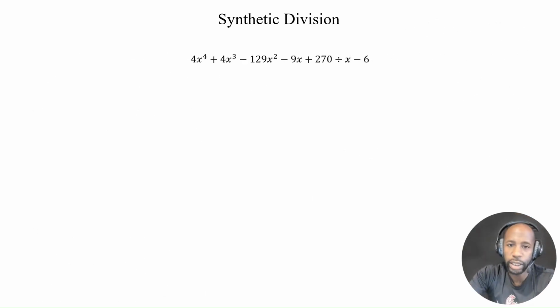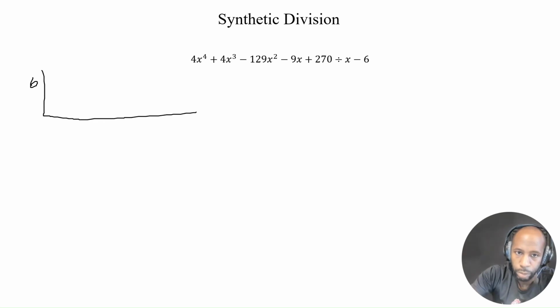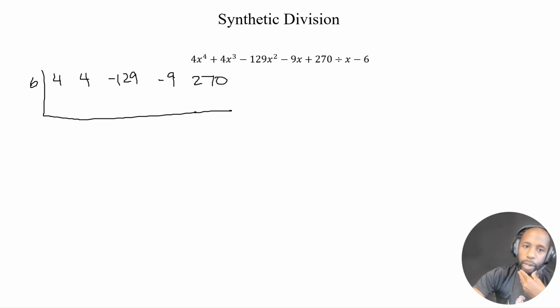So let us look at this example: 4x to the fourth power plus 4x cubed minus 129x squared minus 9x plus 270 divided by x minus 6. All right, so let's set it up. So it's going to be 6 on the outside. Hold on a second. I thought I had my pen selected. For negative 129, negative 9, and then 270. All right, so this one is going to have a remainder.